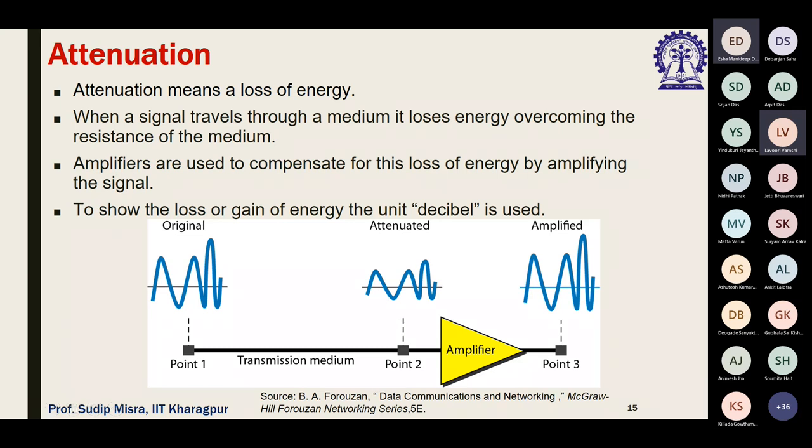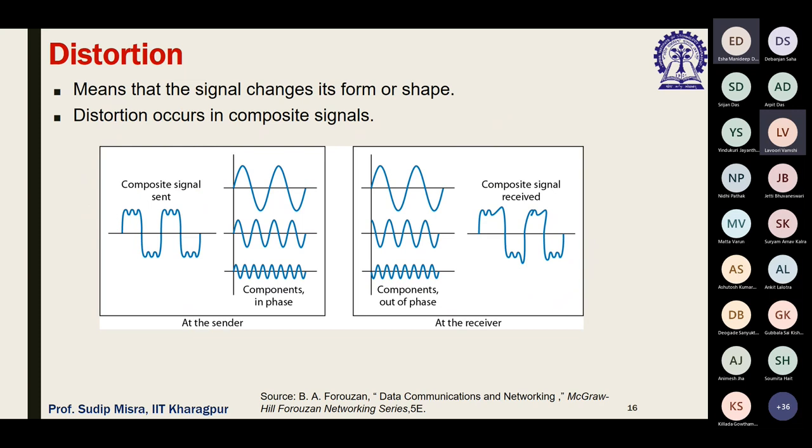So now if you let the signal pass further, the information that is encoded in this particular signal is going to be lost. So you need to boost it up with the help of this device, which is the amplifier. This amplifier, from point 2 to point 3, is going to again give it some more energy and it is going to come to its original form. Okay. So this is basically the attenuation.